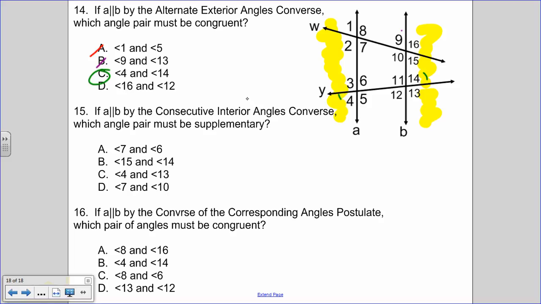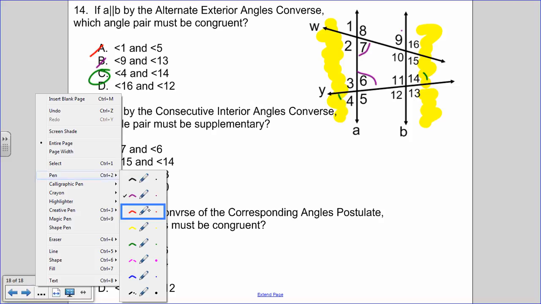So in order to be consecutive interior, it needs to be in the non-yellow portion of this picture. And they have to be on the same side of W or Y. It cannot touch both. It has to be one or the other. So let's look at 7 and 6. Here's 7, here's 6. Yes, they're both interior angles. However, one is touching W and the other one is touching Y. So it can't be these. They have to touch the same line.